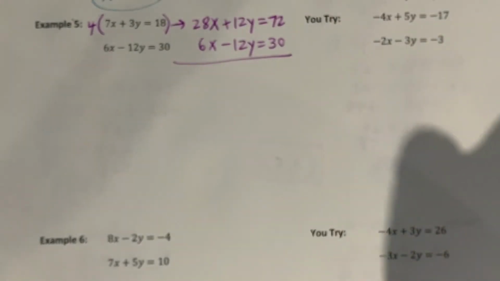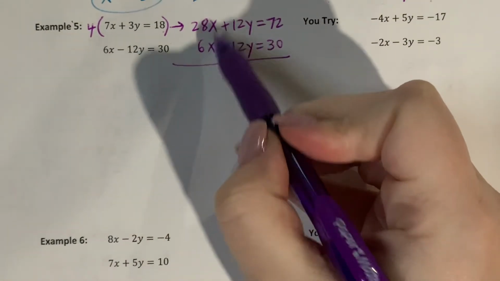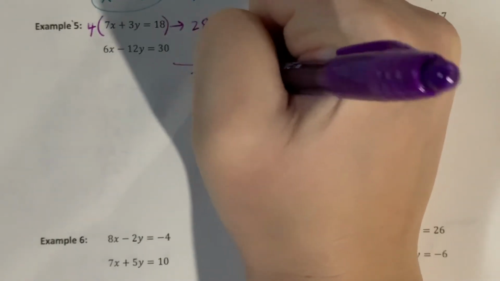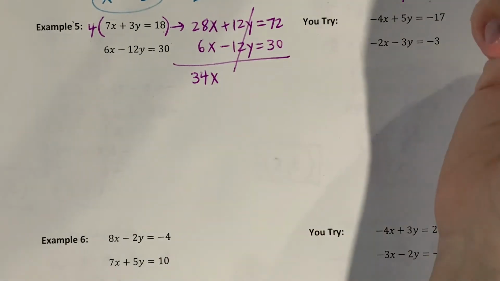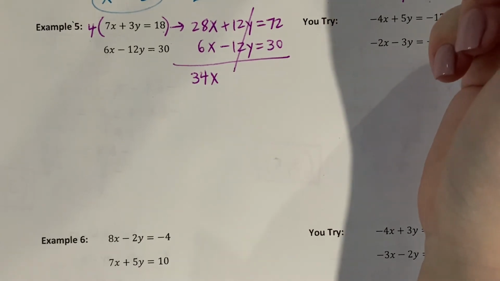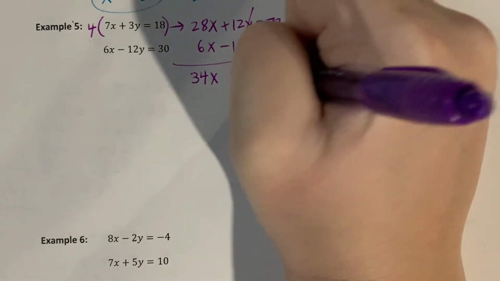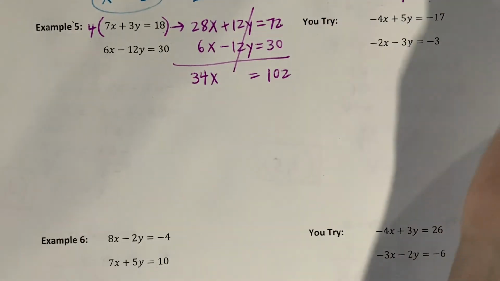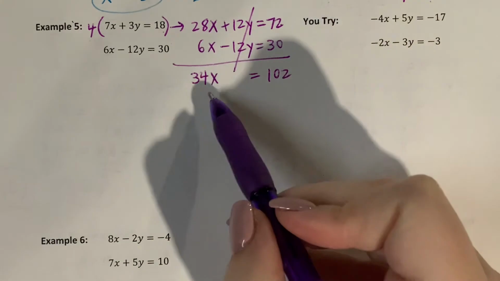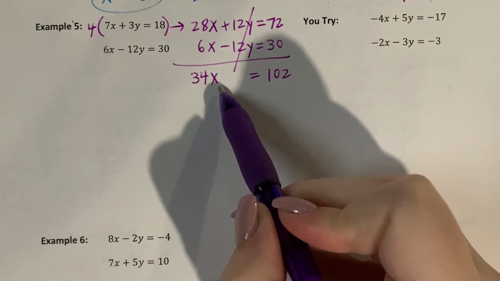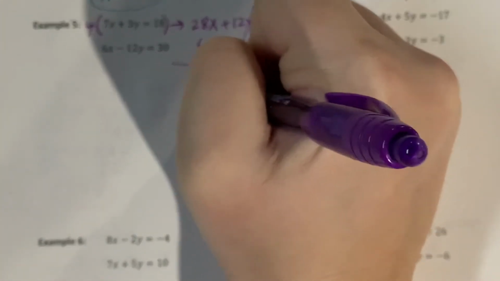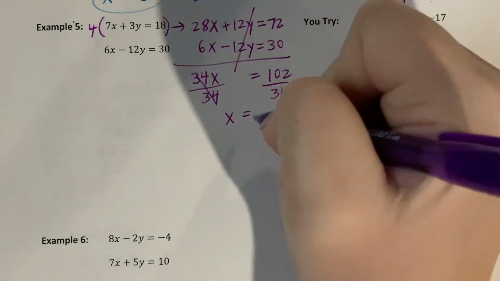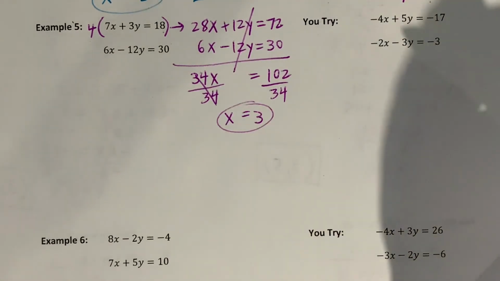And now I've got an addition problem. Add my x's. 28x plus 6x gives me 34x. 12y minus 12y cancels out, so I've got no more y's in the problem. 72 plus 30 gives me 102. So here I'm left trying to get x by itself. I can divide by 34 on both sides, and I get that x equals 3.